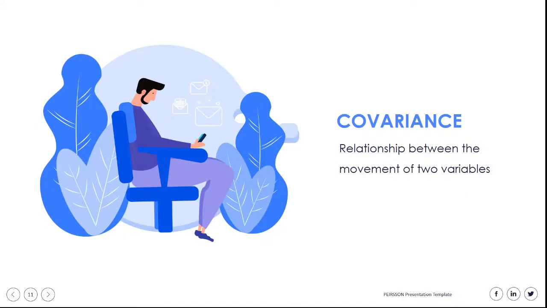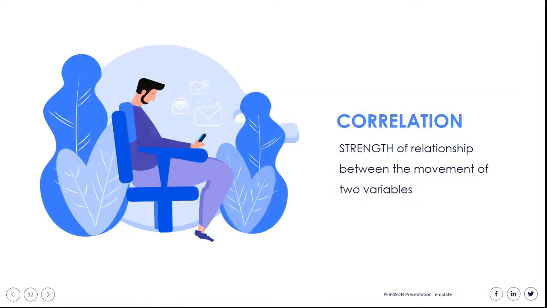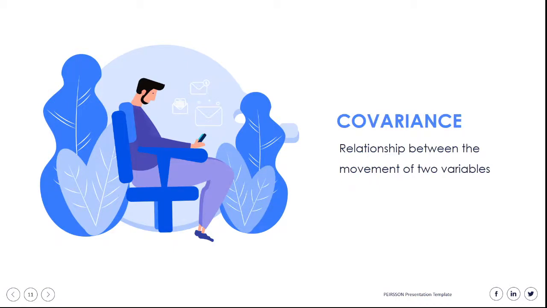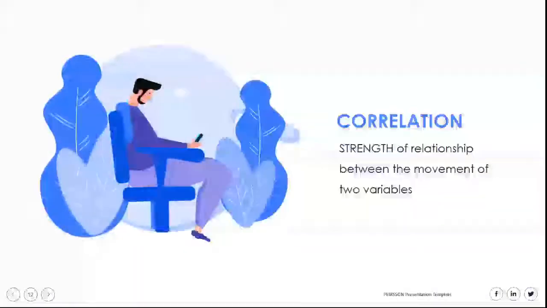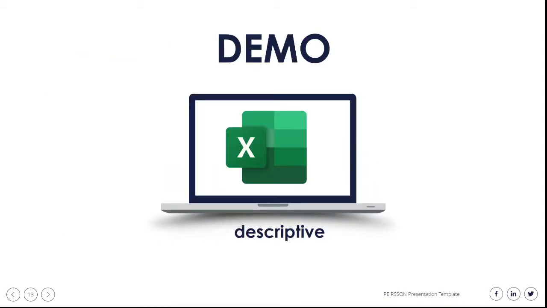Covariance. Covariance is the relationship between movement of two variables. And correlation is the strength of relationship between the movement of two variables. Whenever we have a chance to use these two statistical tools, covariance and correlation, we can just reference our demonstration because Microsoft Excel can provide us the means to calculate these two different statistical tools.